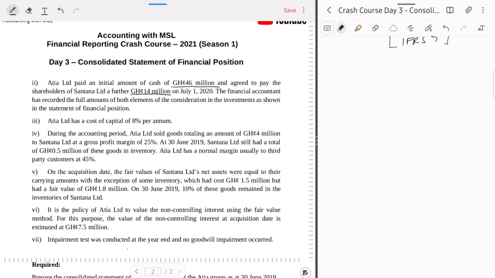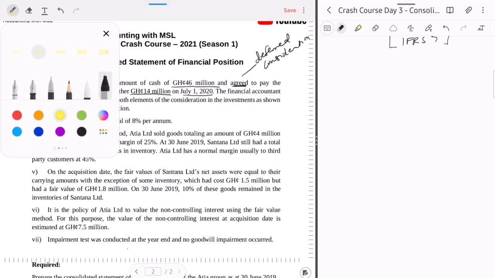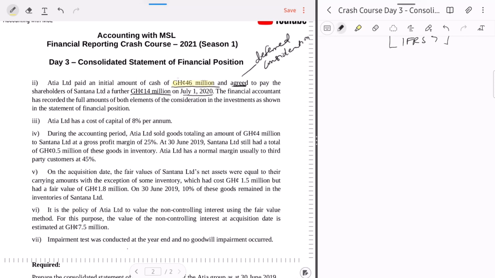So here, they paid a further 14 million on 1st July 2020, or they agreed to pay, right? So this is something where they are promising to pay a certain amount in future. Because it's a future payment, we call this what? We call it a deferred consideration. I'll tell you how to treat this when we get there, right? But just know that apart from paying $46 million today, they've agreed to pay $14 million on a future date, which is what, 1st July 2020.